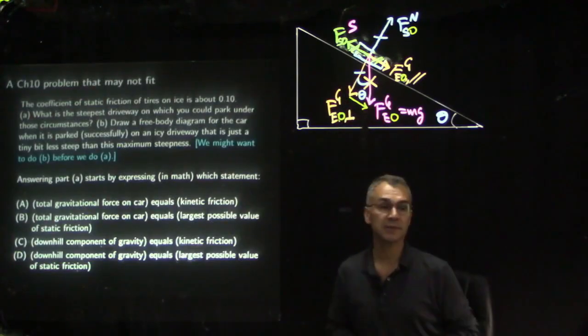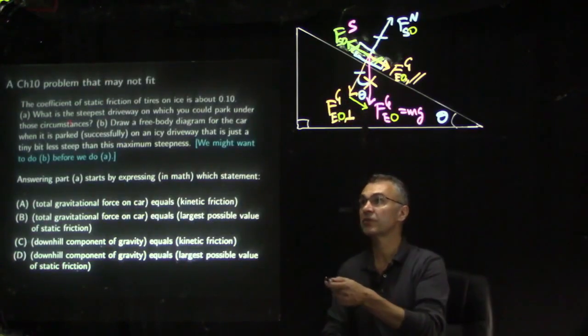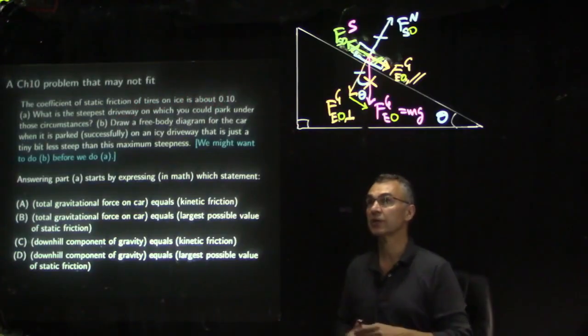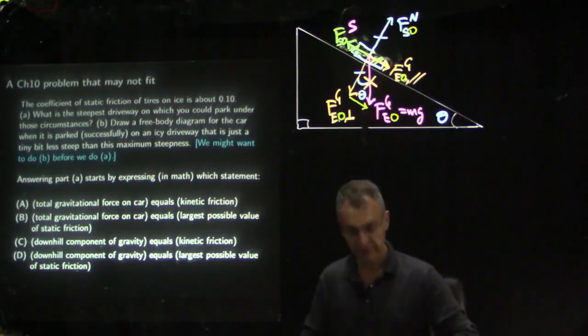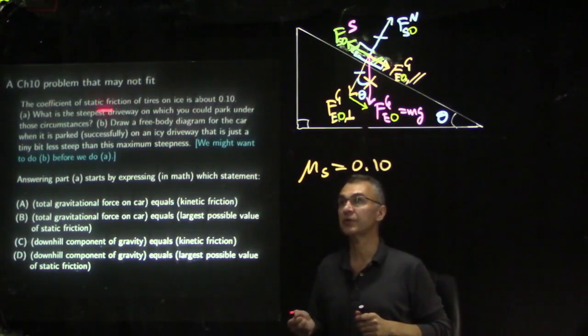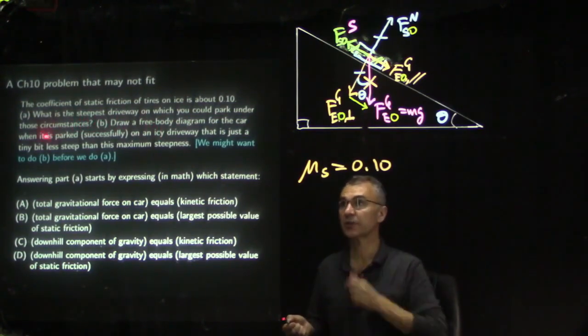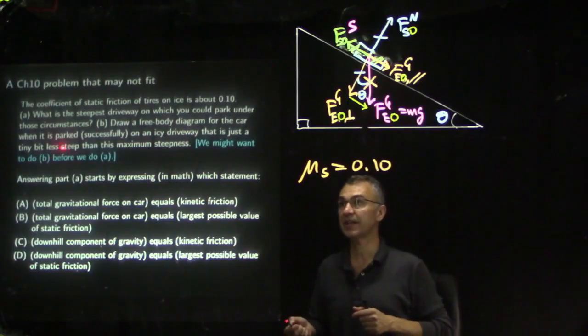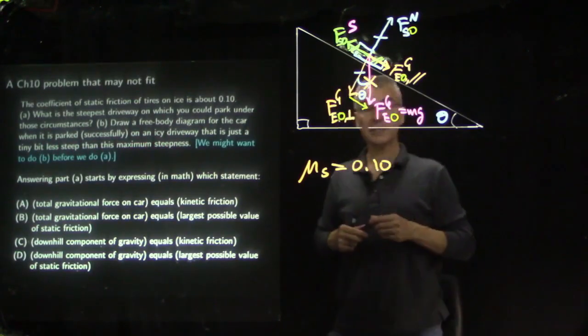Here's a chapter 10 problem that may or may not fit in our worksheets. Coefficient of static friction of tires on ice is about 0.10. So we have mu static equals 0.10. What is the steepest driveway on which you could park under those circumstances? So maybe you want to answer B first. Draw a free body diagram for the car when it is parked successfully on an icy driveway that is just a tiny bit less steep than this maximum steepness. We might want to do B before A. So I think we already have that diagram.